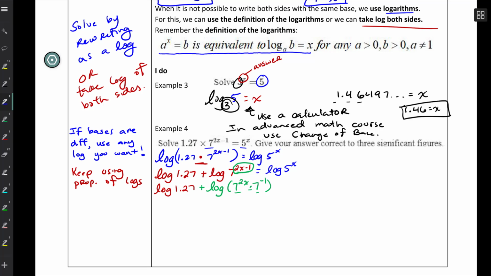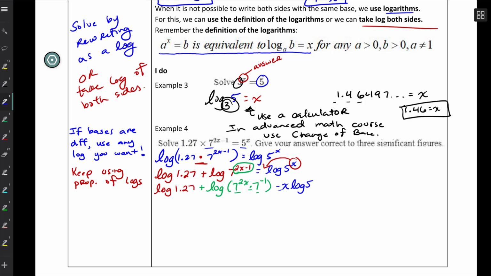But I said I can do something with the right-hand side that's going to help me out. Remember that an exponent can always come into the front. So this is going to be now x log base 10 of 5. That's actually really powerful because now the x is out of the exponent, and that's what we want to do. We want to try and get the x's out of the exponents.